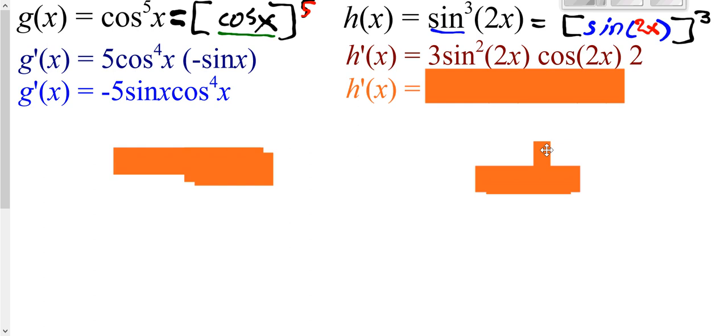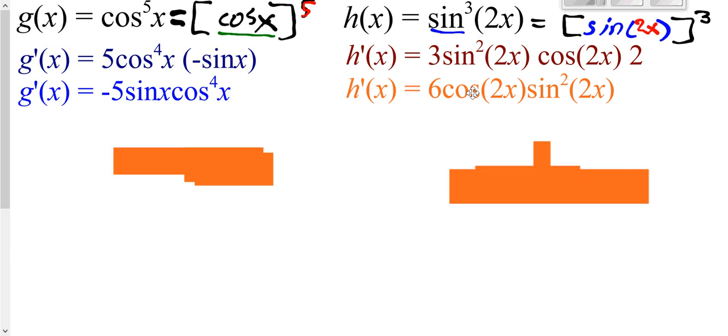So here I'm going to simplify a little bit. The 2 times the 3 is a 6. Cosine of 2x, sine squared of 2x. The order of the sine and the cosine don't really make a difference because you can multiply in any order you want.